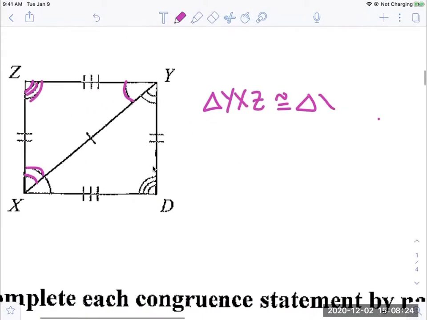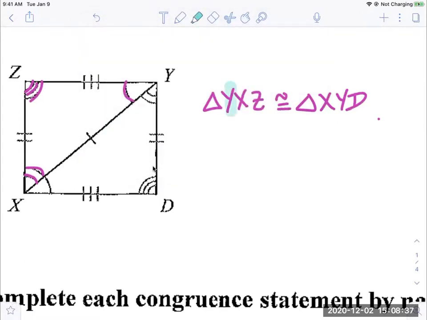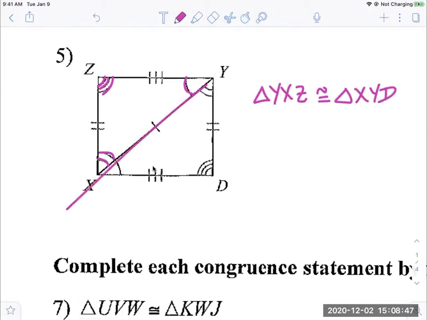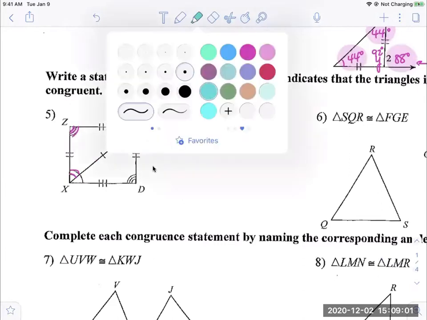The single marked angle is x, the double marked is y, and then the triple marked is d. Notice that on this problem, y goes to x and x goes to y. We're not matching y to y and x to x because it wouldn't be a line of symmetry here. You don't flip it over to make things match up, right? Because that would make the single and the double marked angles match, which they don't. So you'd have to cut it apart and twist it. Okay, so that's a congruent statement.